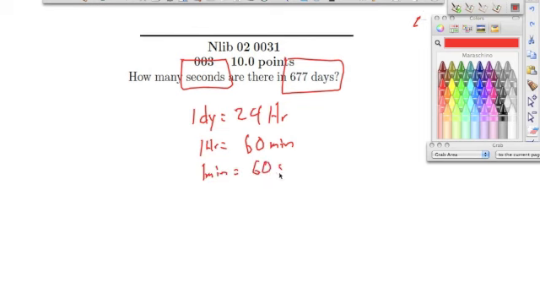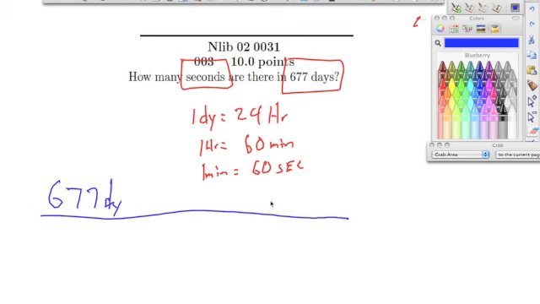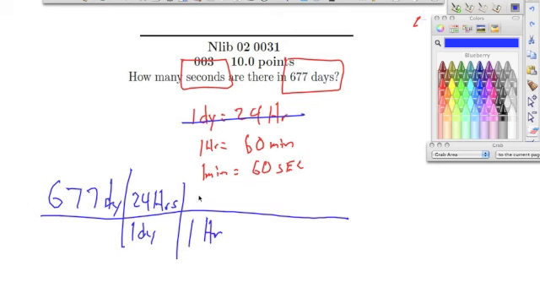Okay, so what we're doing is we go ahead and we start it just like any conversion. We have 677 days. Okay, we set it up. If days is on top, we put days on bottom. So 1 day on the bottom equals 24 hours. Okay, we used it, so it's gone. Okay, there's hours, so we put hours on the bottom. 1 hour equals 60 minutes. And then we see we have minutes on the top, so we put minutes on the bottom. 1 minute equals 60 seconds.